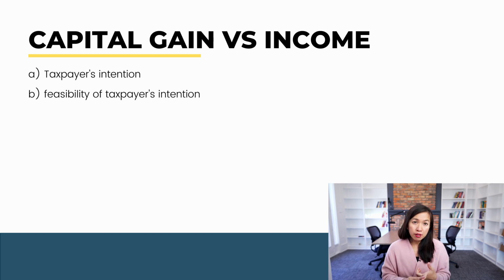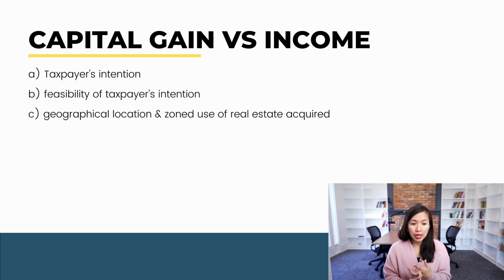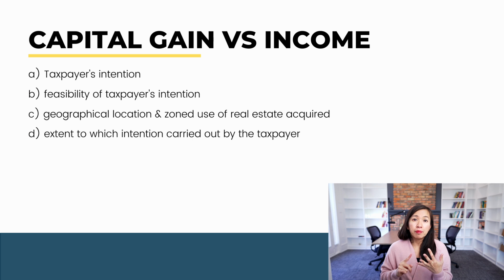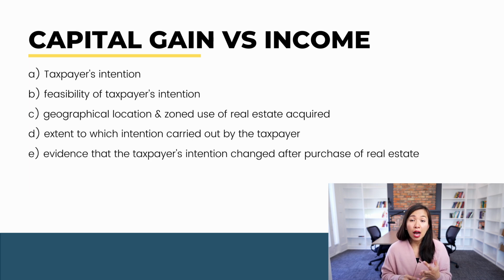So these are the criteria that CRA looks at. Geographical location and zone use of the property, CRA also looks at that. Extent of the intention that you would be able to carry out. You claim that you want to rent it out. How much work have you done to qualify for financing? That is something CRA is going to look at. Evidence that the taxpayer's intention changed after you purchased the real estate, CRA also looks at that.